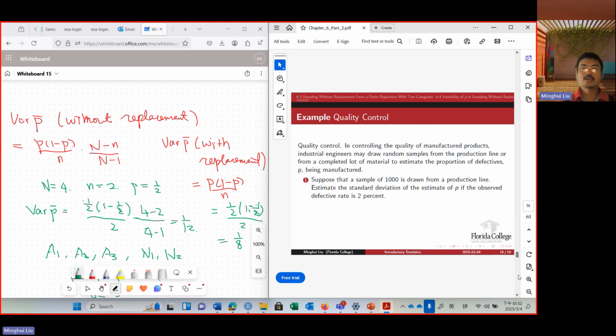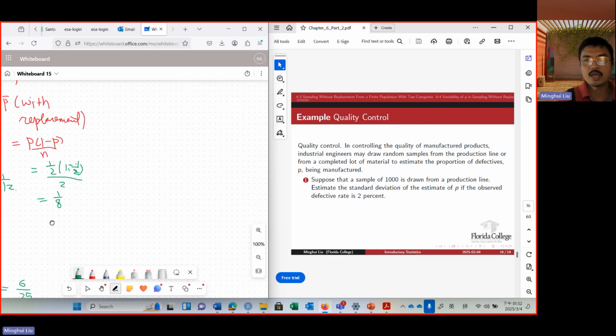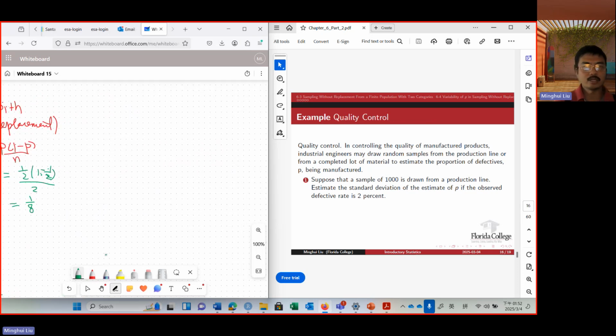And then, let's look at two scenarios. Suppose we draw a sample of size 1,000 from the production line. Then we can estimate the standard deviation, which is the square root of the variance of P bar, if we observe the defective rate is about 2%. So here we observe that P bar is 2%, so it's 0.02. What is the p-value? The answer is we don't really know the true p-value. So without any further information, we have to assume that the p-value is about the same. This is a reasonable assumption, but since we don't have anything better, we'll just assume the p-value is about 0.02.